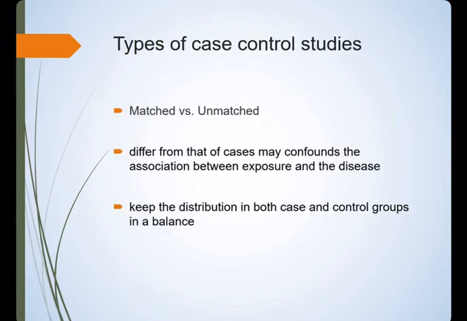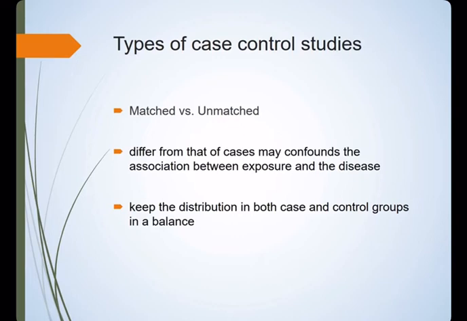Now, let's see what the types of case control study are, based on whether it is matched. So the basic idea for a case control study is to select one group of cases and one group of controls. However, when we choose a group of controls for comparison with cases, there are some characteristics of the controls that may differ from those of the cases, such as sex, age, or race, that may confound the association between exposure and the disease.